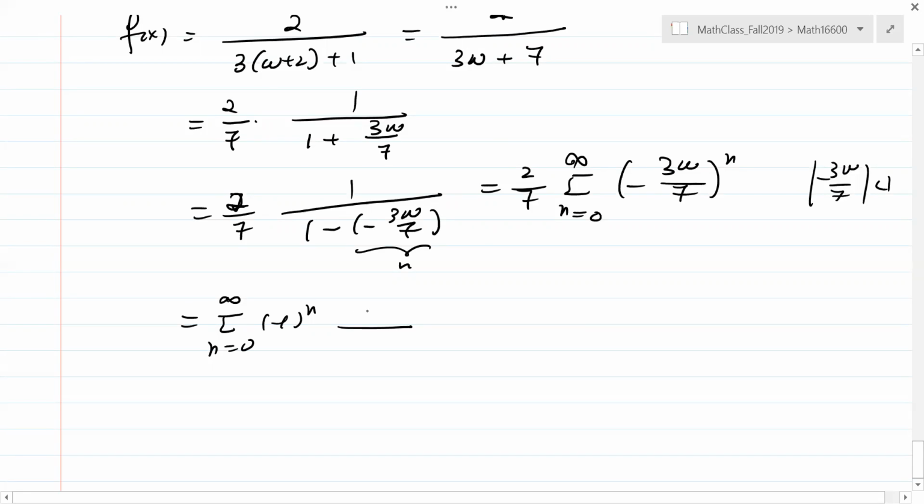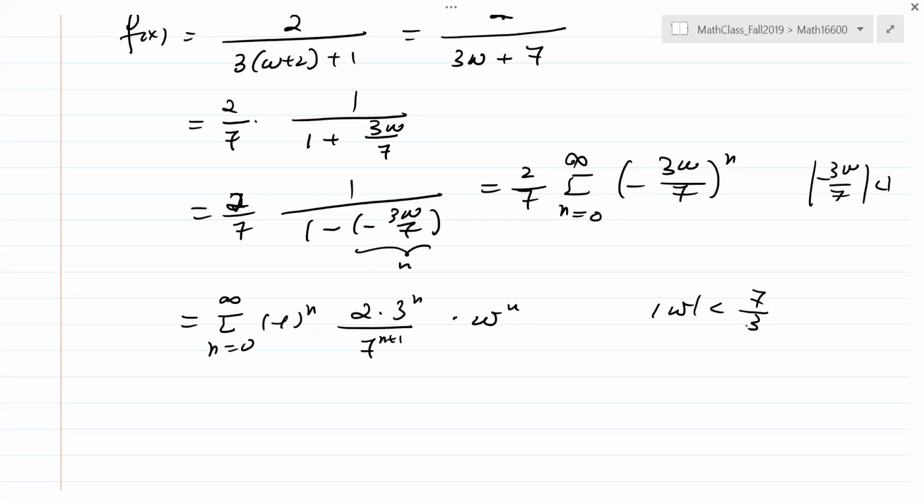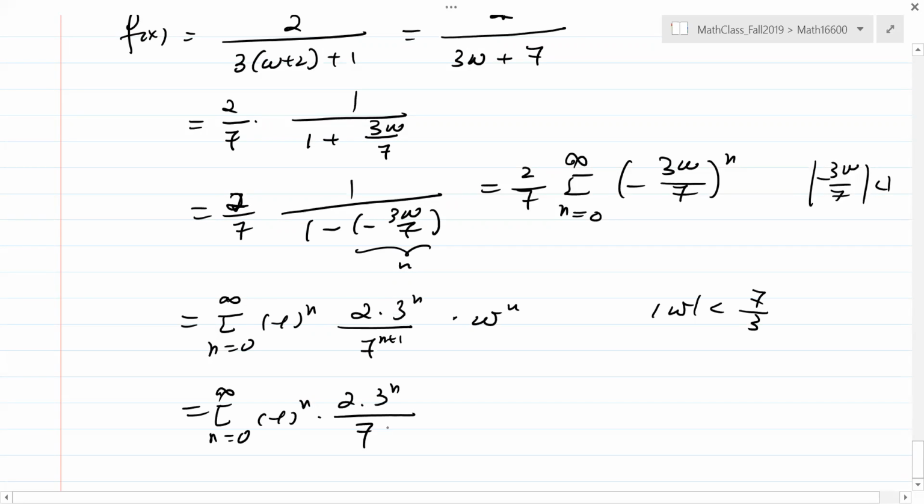Then I have a 2. I have a 3 to the power n. And I have a 7 to the power n plus 1 actually. Here's w to the power n. And w should be less than 7 over 3. So I also get a radius of convergence. Okay. Okay, the answer is very simple. x minus 2 to the power n.